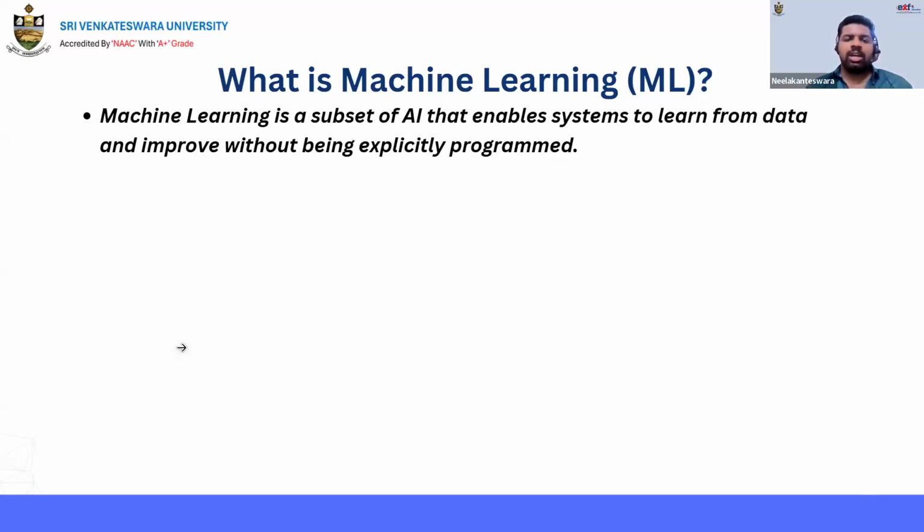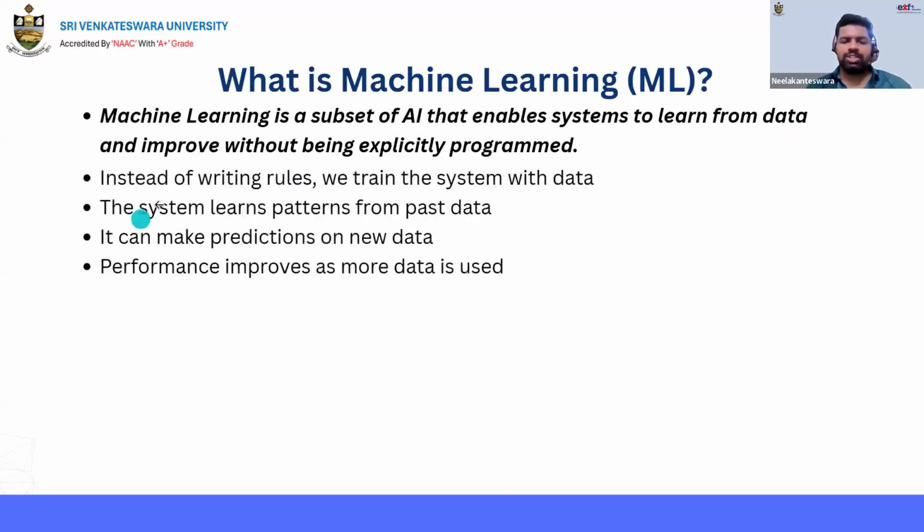That's what I mentioned, machine learning enables systems to learn from the data and improve without being explicitly programmed, meaning without manual programming. That is how machine learning works. Instead of writing rules, we train the system with data. We give data to the system and the system will learn all the information. According to that, it is going to find patterns, and based on the patterns it learns, it is going to make predictions on new data. That is how machine learning works.